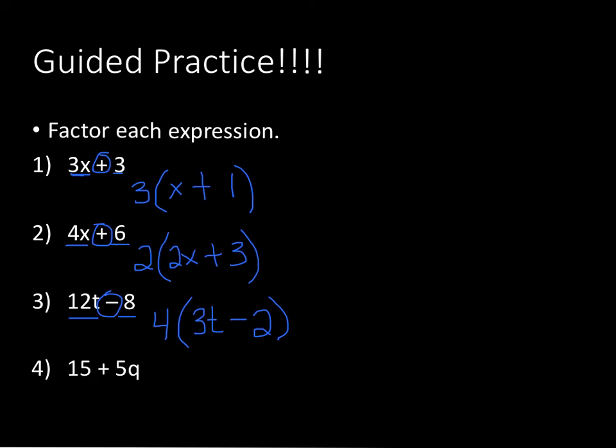All right, then the last one on this page is 15 plus 5q. And again, we can see that they have a common factor of 5, so we'll pull that out. And 5 times 3 gives me 15, and I keep my addition sign. And 5 times what will give me 5q? Well, 5 times q will give you 5q. So you should have 5 times 3 plus q.